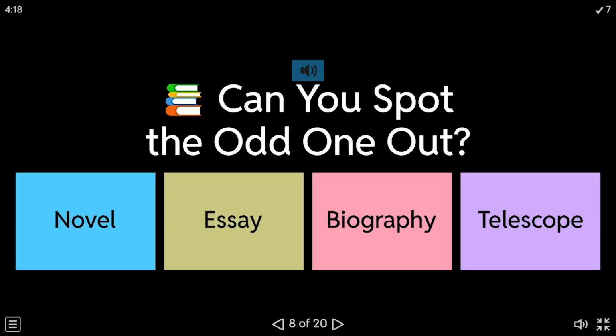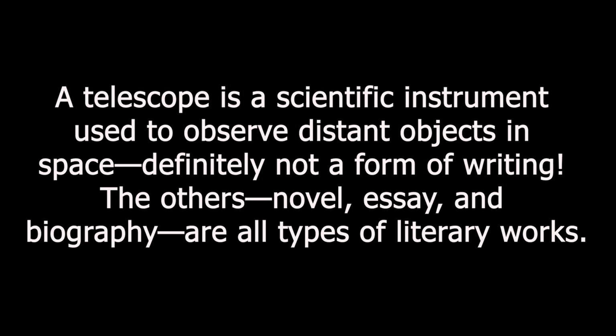Can you spot the odd one out? Novel, essay, biography, telescope. The correct answer is telescope. A telescope is a scientific instrument used to observe distant objects in space, definitely not a form of writing. The others, novel, essay, and biography, are all types of literary works.